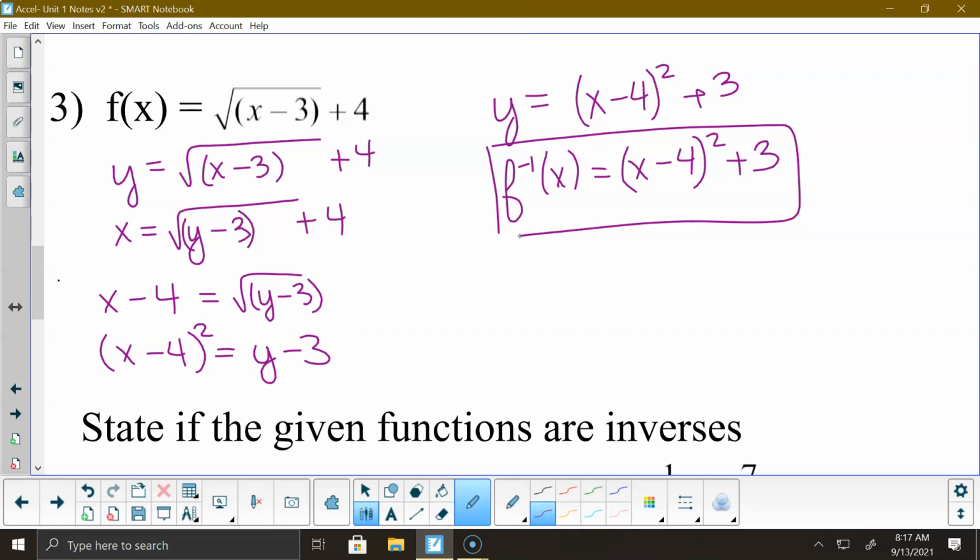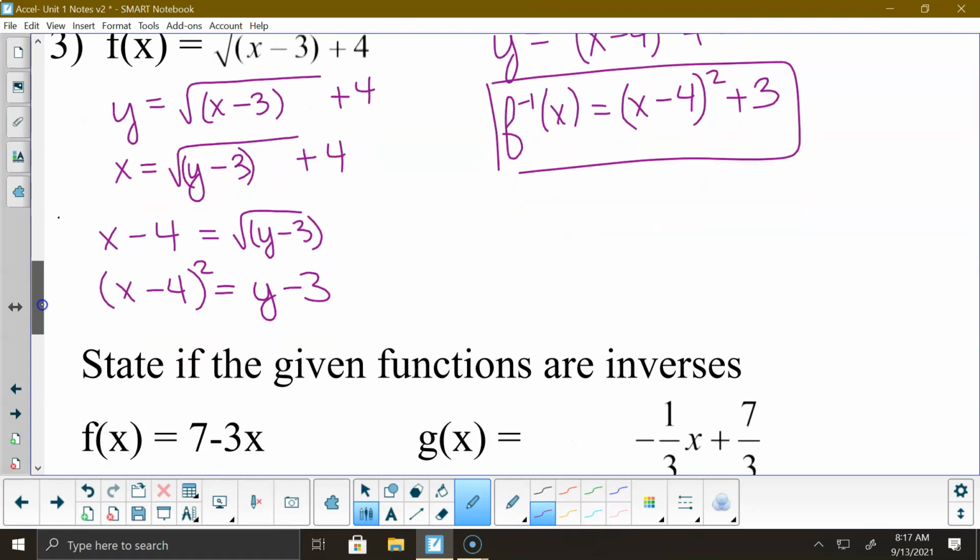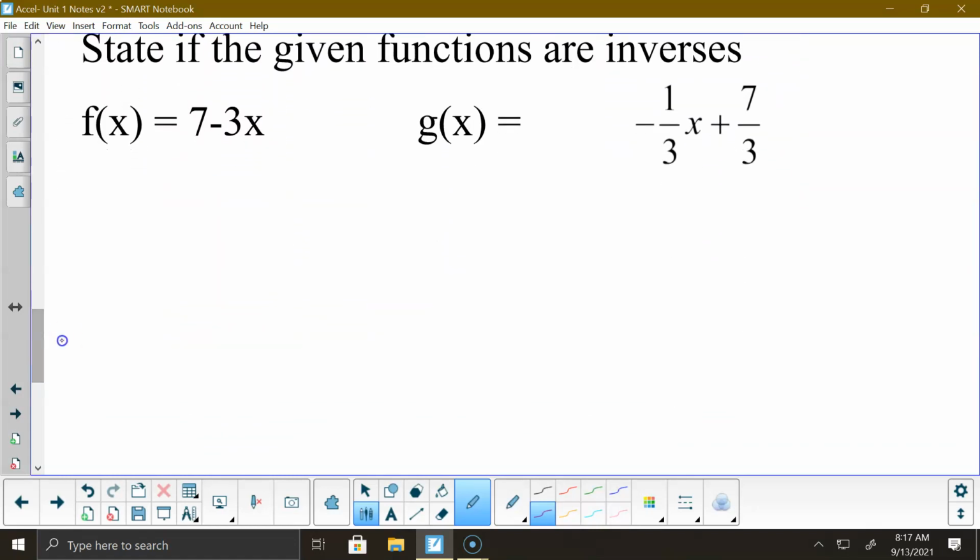All right, ready? All right, so next 2 is state if the given functions are inverses.